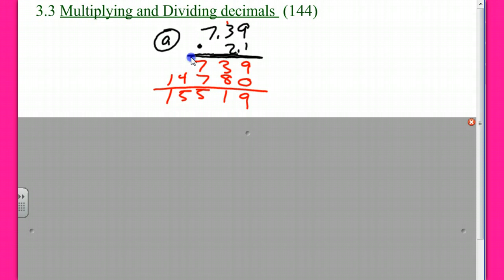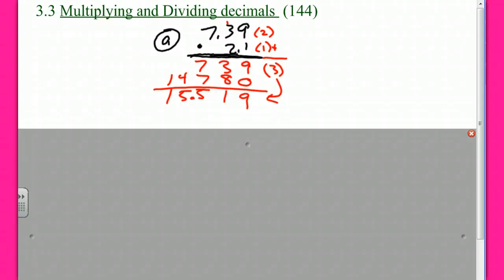And now, Ryan, what do we do? You count how many numbers are behind the decimal, and it's 3. Okay, so there are 2 numbers behind the decimal here, and 1 to the right of the decimal there, for a total of 3 decimal places. Count 3 decimal places over from the right. 1, 2, 3, and there you go. So you know what to do. Good. So this is a bit of review for you.